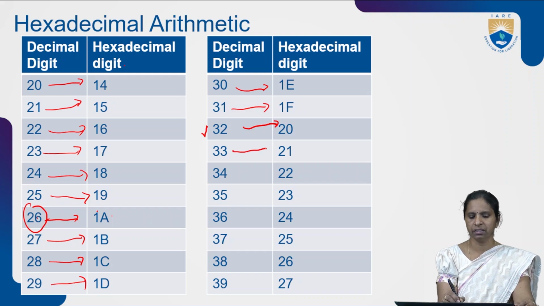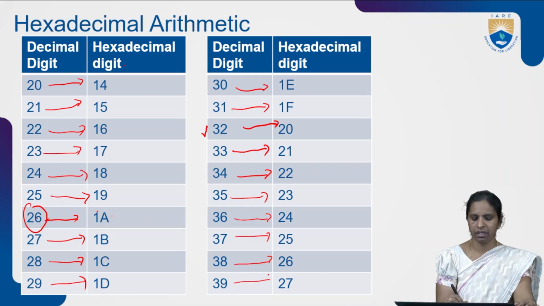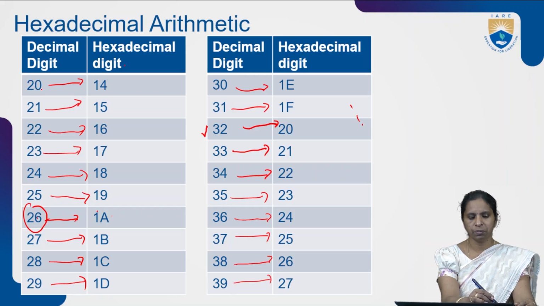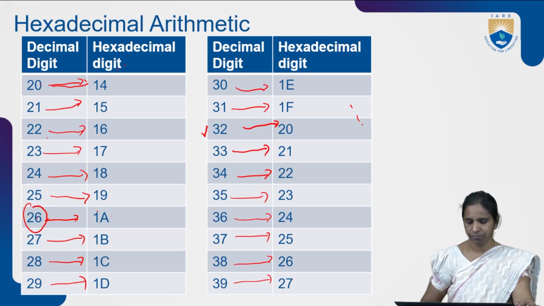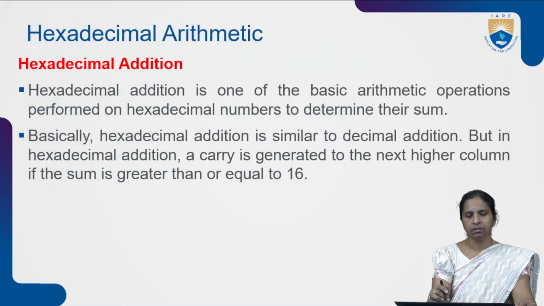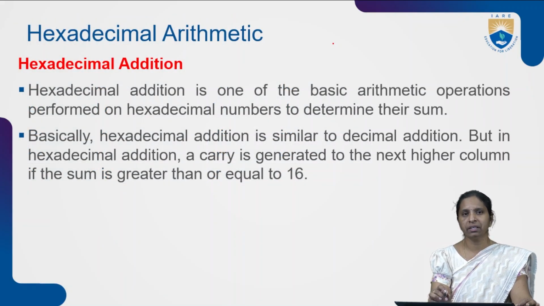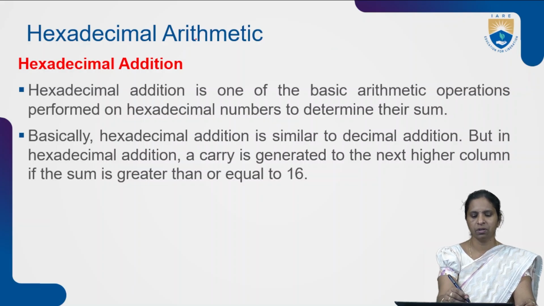And similarly, 33 as 21, 34 as 22, 35 as 23, 36 as 24, 37 as 25, 38 as 26, 39 as 27, and so on. So like that, the numbers in the decimal number system and the equivalent numbers in the hexadecimal system can be represented like this. Next, we'll see the arithmetic operation of hexadecimal numbers. What is the first operation we are going to see here? Addition operation.